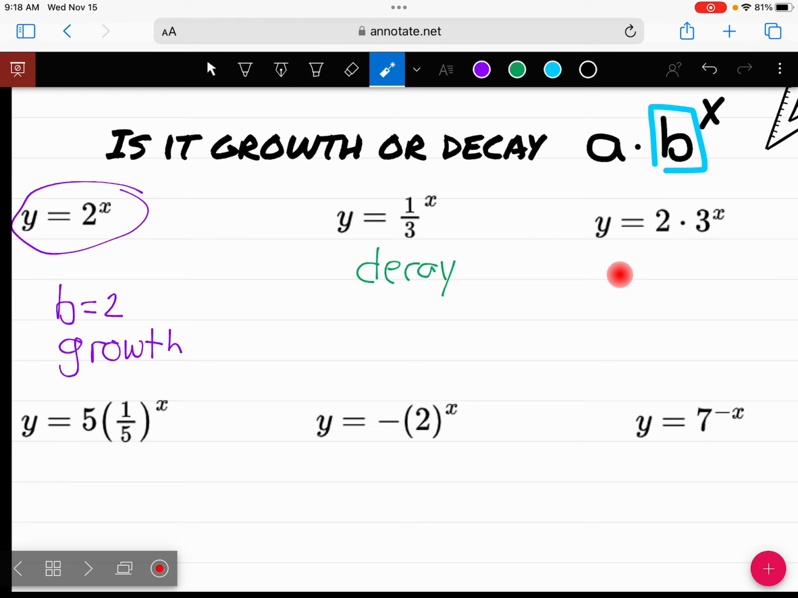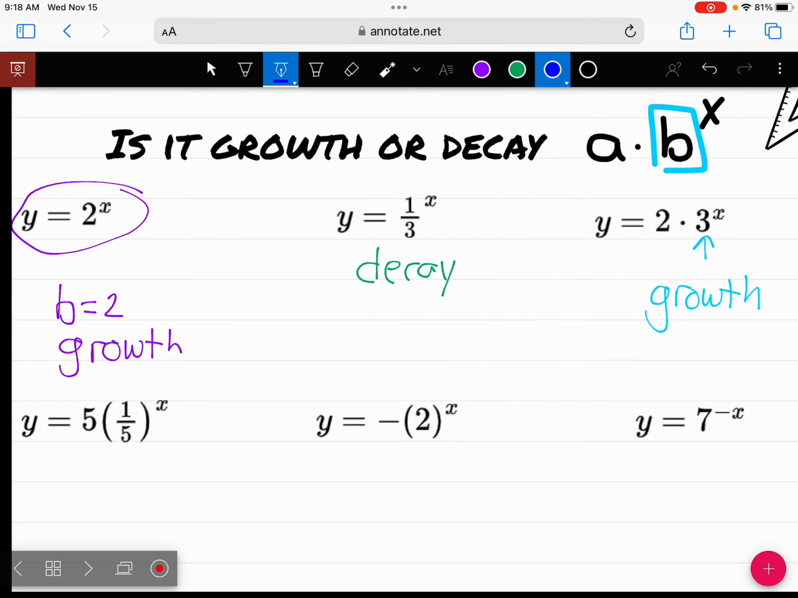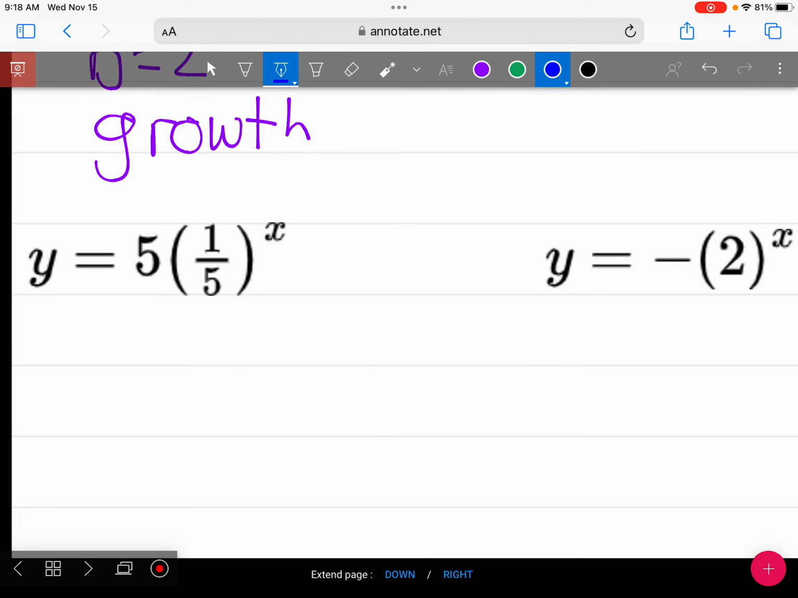So how about this one? Growth. We look at this piece that has the exponent. It is growth. Let's look at the bottom row. These are where it starts to get a little trickier. What about this first one? Decay. That one's not tricky at all, except for the fact that it's a fraction.